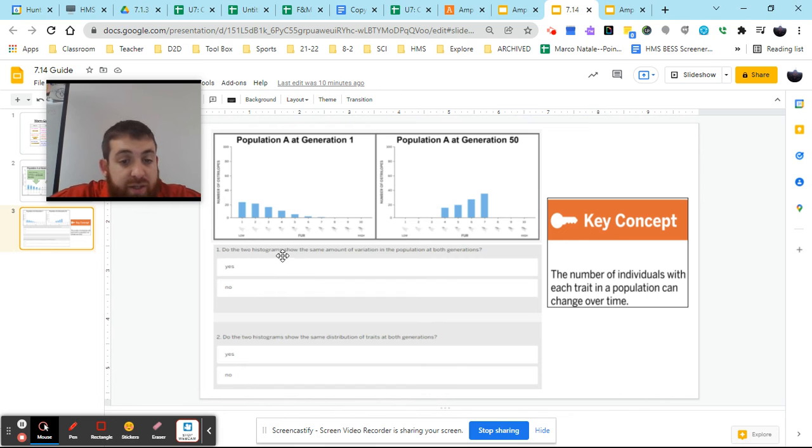Based on that breakdown, we have to review our 2 questions. Do the 2 histograms show the same amount of variation in the population? So are the variations here the same as here? And do the 2 histograms show the same distribution of traits? So this compared to this.